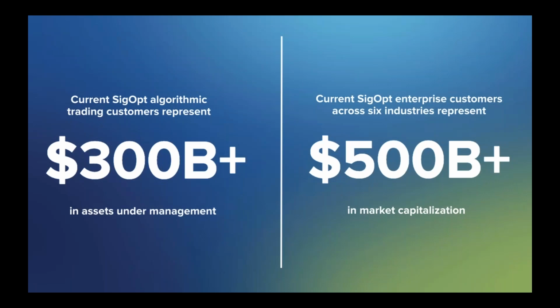And we have a lot of experience working with extremely advanced firms, many of which are on the vanguard of AI research. Firms like algorithmic trading and quantitative trading asset managers with a combined $300 billion of assets under management.